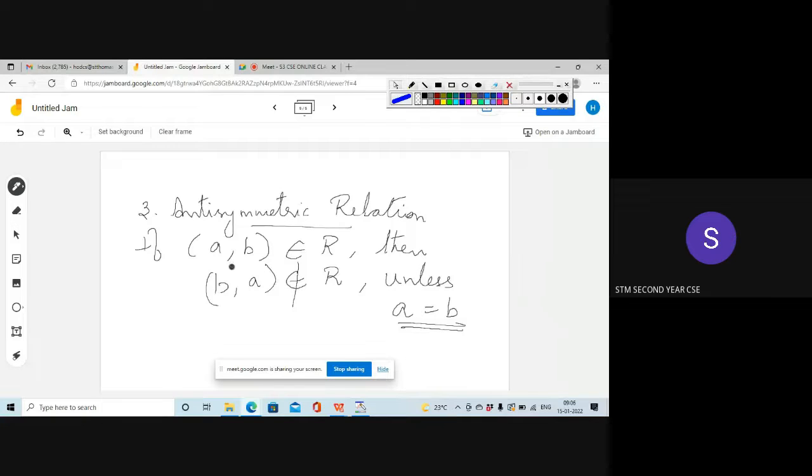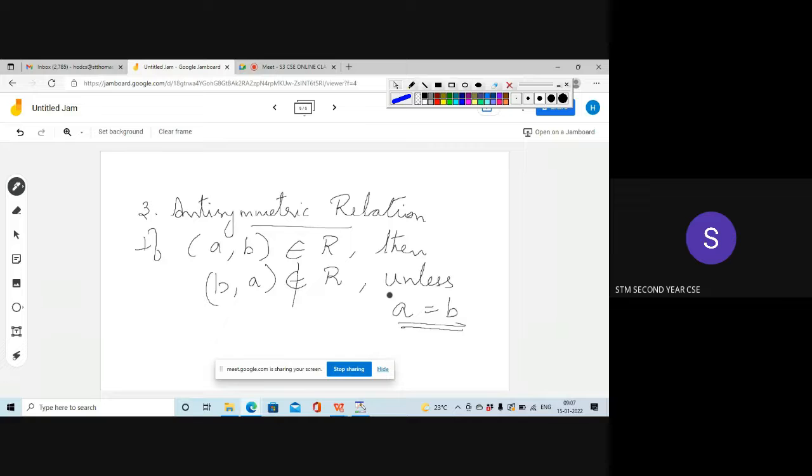That is, if (a, b) is an element of the relation R, then (b, a) should not be an element of R. Even if (b, a) is an element of R, then the condition is that a should be equal to b. This is the anti-symmetric property. And if (b, a) exists, then the condition is that a should be equal to b. Only if a is equal to b can it exist.